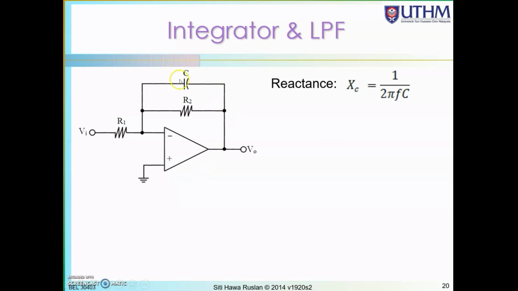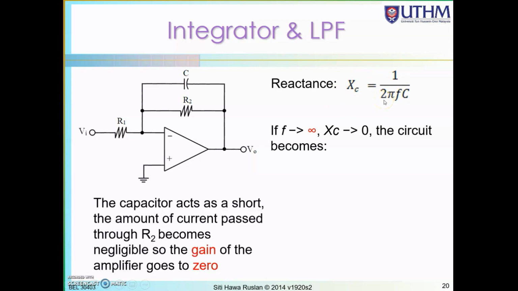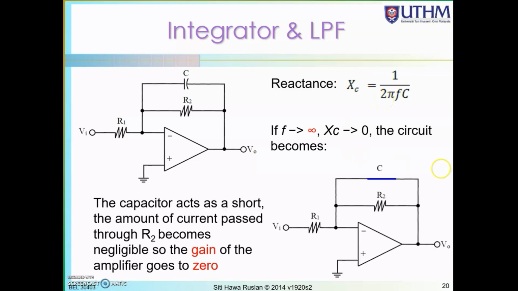First, if you look at this capacitor, what is the reactance? The reactance will be 1 over 2 pi Fc. If F is infinity, your reactance will be 0, so the circuit will become a short circuit. If it is a short circuit, you won't get any gain. Your VO will be 0 because it is tied to the ground.